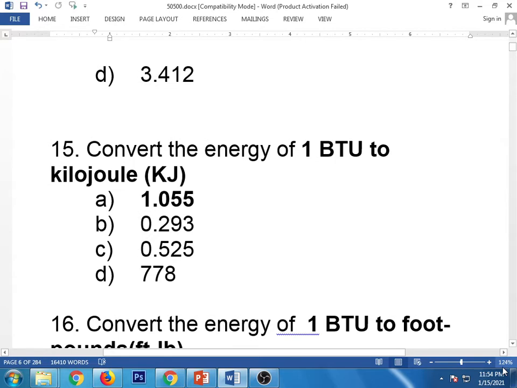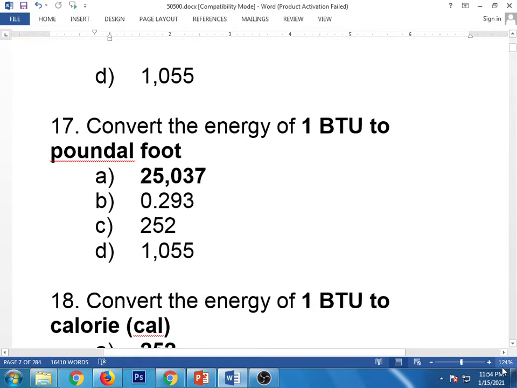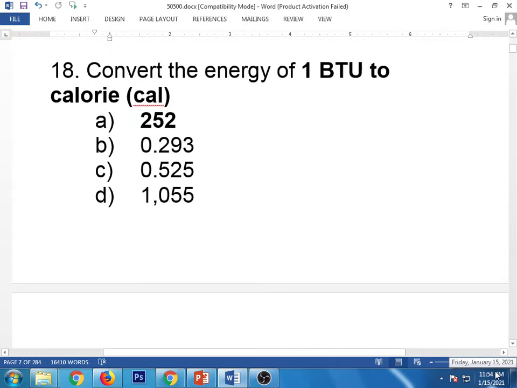Convert the energy of 1 BTU to kilojoule. 1.055. Convert the energy of 1 BTU to foot-pounds: 778. Convert the energy of 1 BTU to poundal-foot. 25,037. Convert the energy of 1 BTU to calorie: 252.